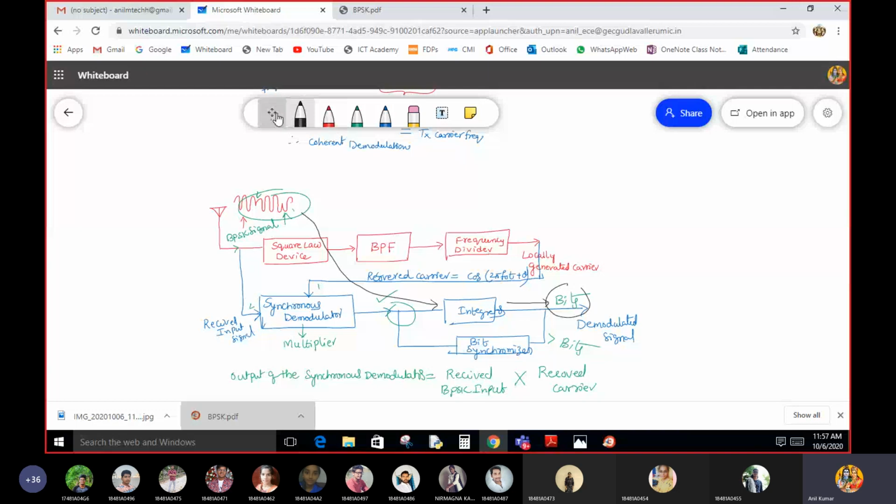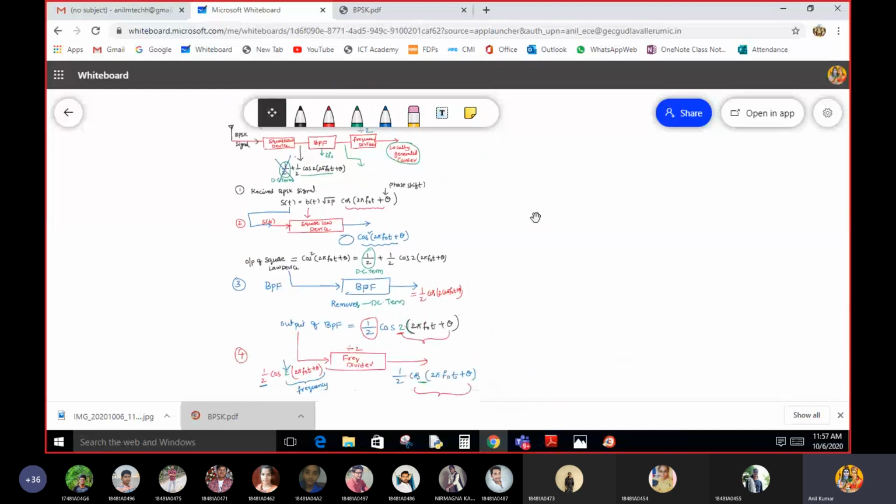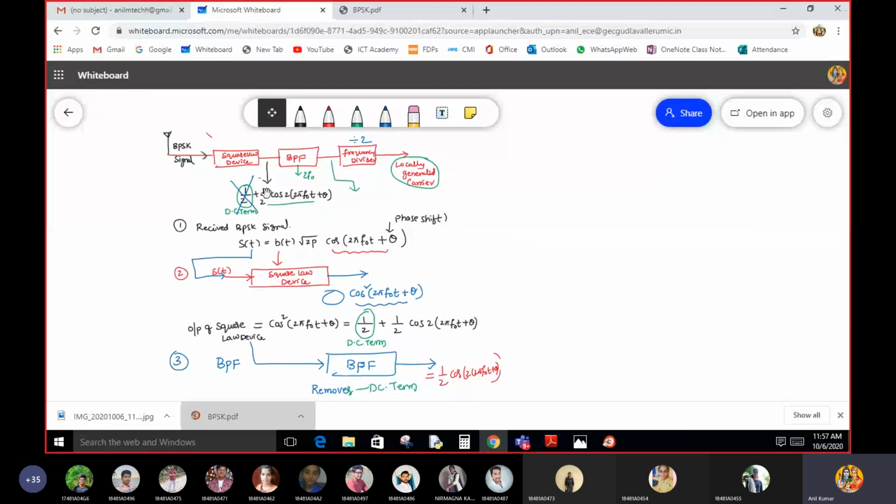What is meant by coherent demodulation? These are the steps involved in the demodulation, right? First step is the received signal. First, the signal is passed through the square law device, and after that the signal is passed through the band pass filter. After that the signal is passed through the frequency divider, and the output of the frequency divider will be the locally generated carrier. Based on the received BPSK signal, I recover the carrier signal. I reconstruct the carrier signal. That is called the locally generated carrier signal.